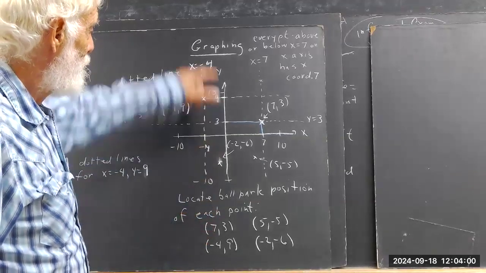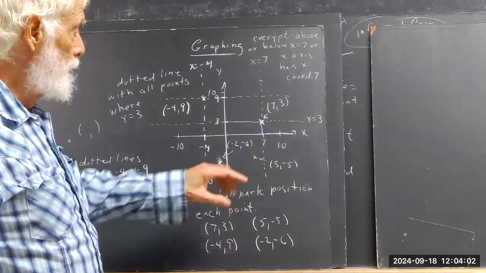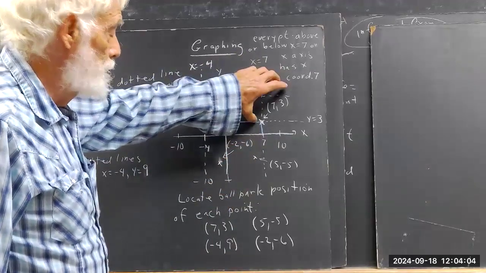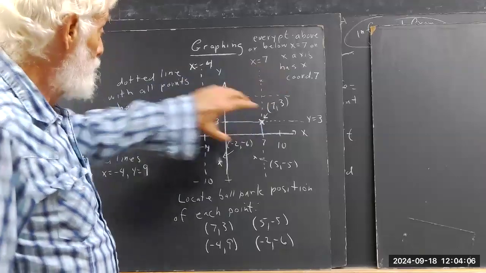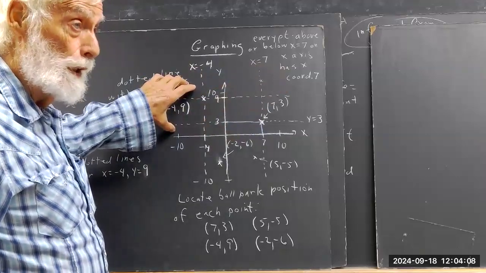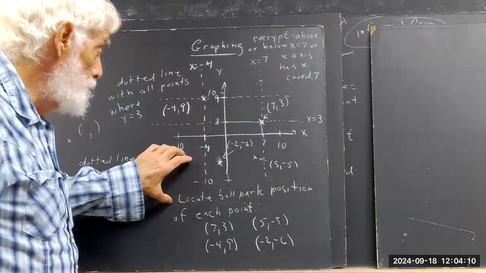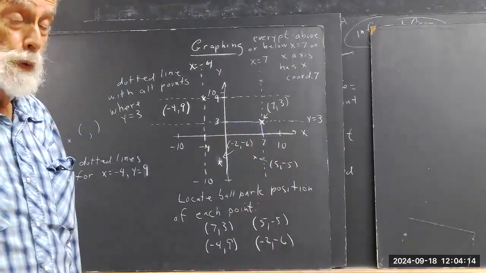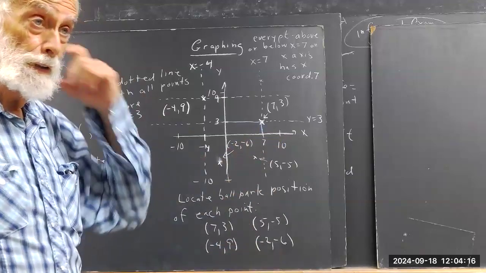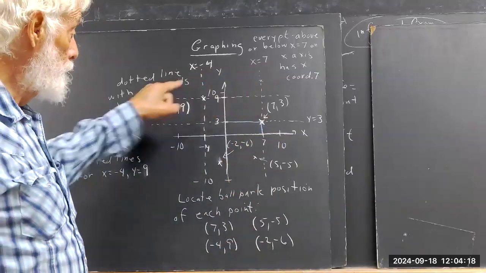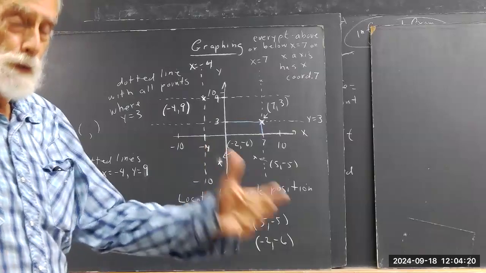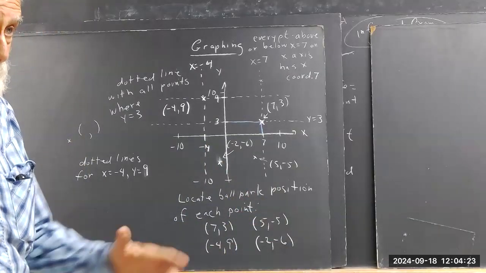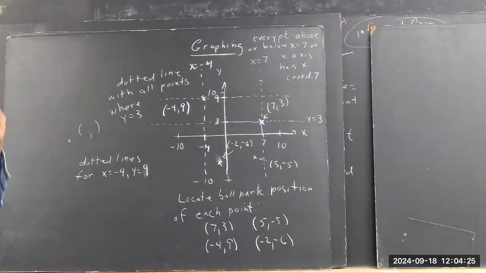But the axes break the plane into 4 regions. This region where both x and y are positive. This region where x is negative and y is positive. This region where x and y are both negative. And this region where x is positive, y is negative. Okay, that's the first, second, third, fourth quadrant. You'll get used to that. Open Math. Make sure of that.